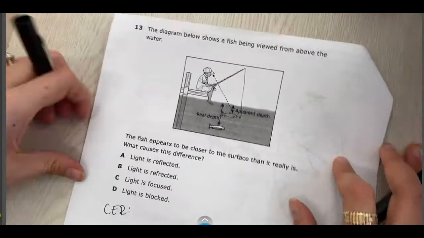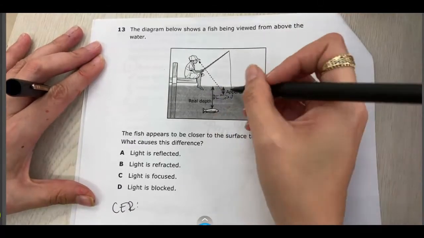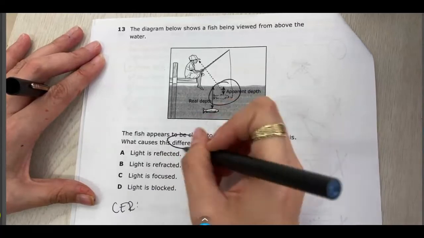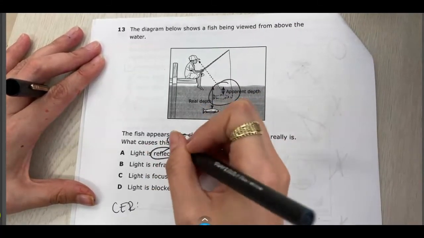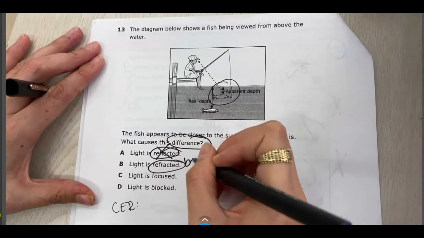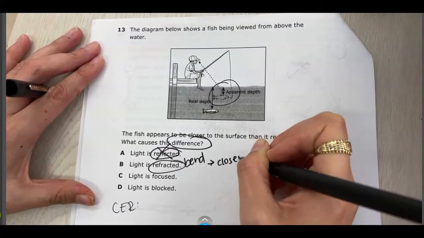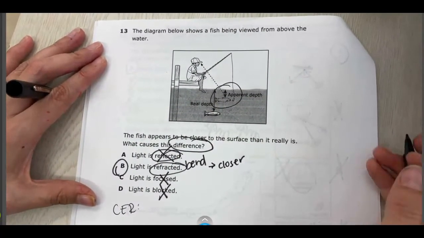It says, the diagram below shows a fish being viewed from above the water. The fish appears to be closer to the surface than it really is. What caused the difference? Well, I know if it looks closer, it's not going to get bounced off. It's going to get bent. That's why it looks different, or it looks closer, right? Not going to be focused or blocked. My answer is B. It's going to get refracted.